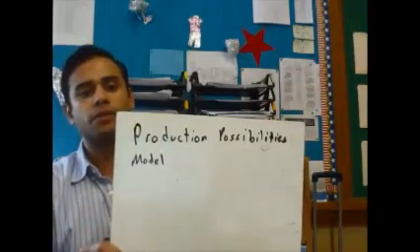So the first thing is production possibilities model. And this describes the entire model. It's a production possibilities model. But you might also see the production possibilities frontier.